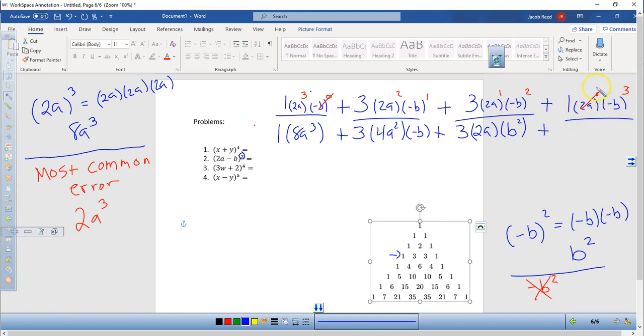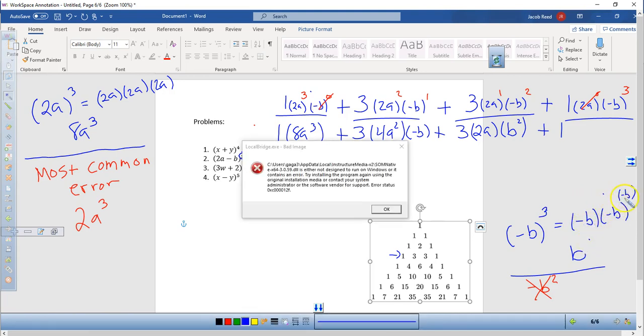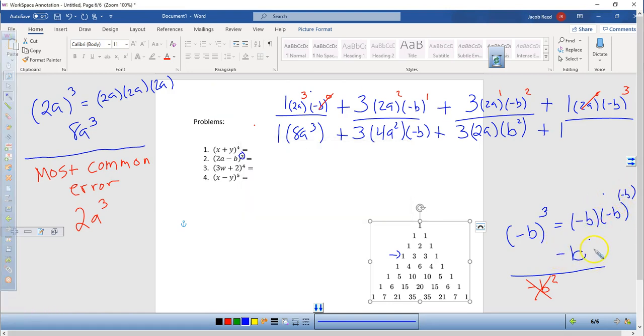All right, and the last set, we already crossed out 1. We've got the 1, and we've got negative b cubed. Well, negative b cubed, there's 3 of them now. A negative times a negative, that makes another negative. B times b times b is b cubed. So this is 1 and then negative b cubed.